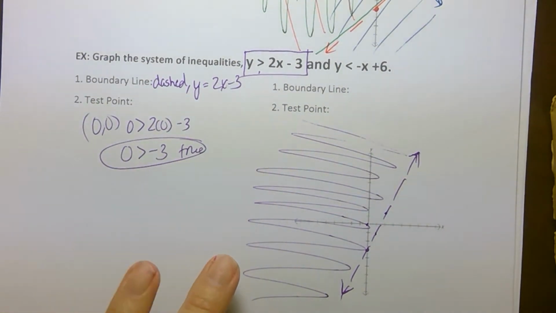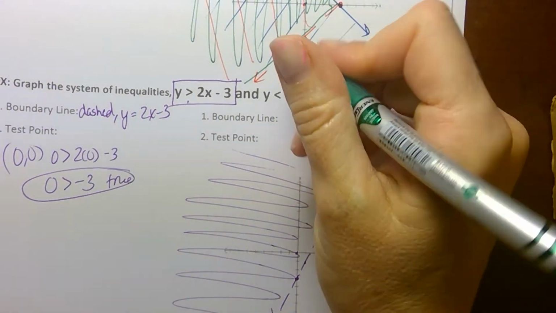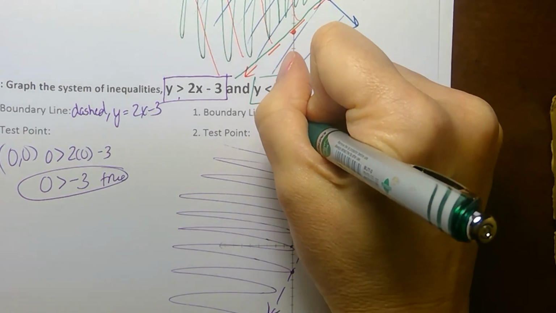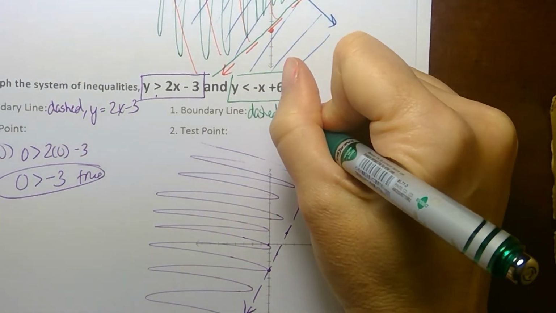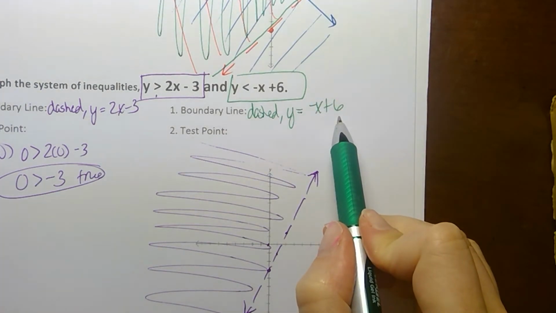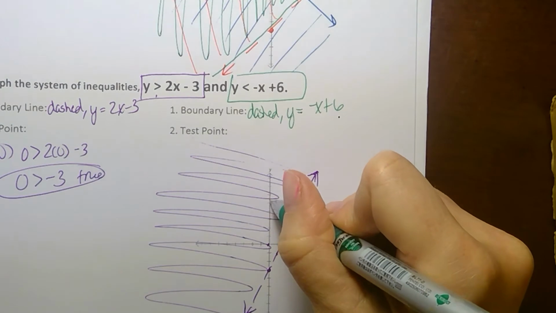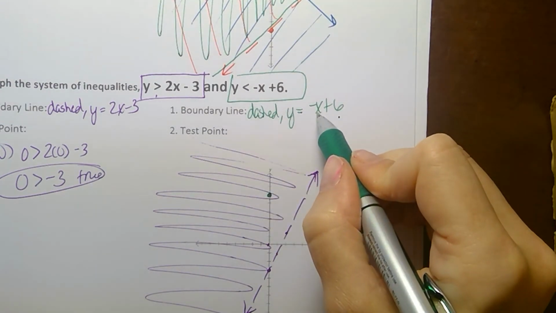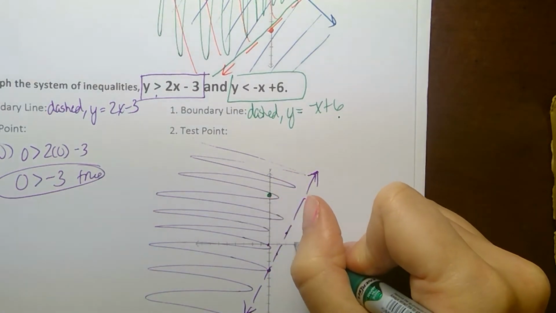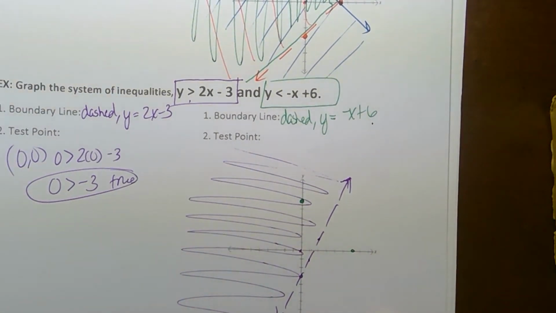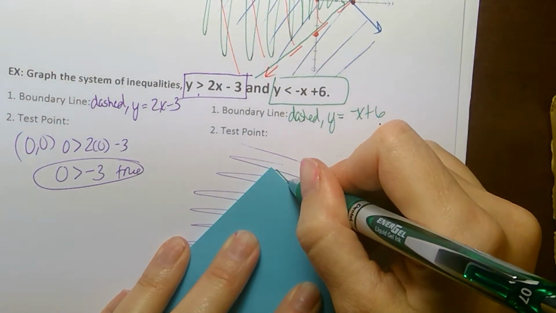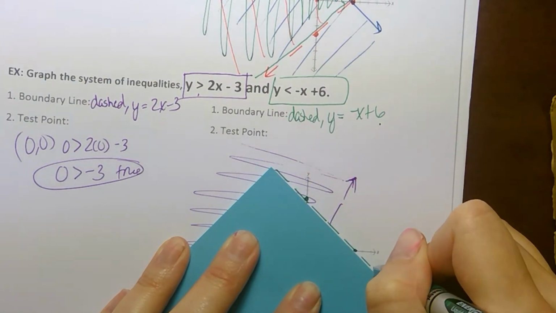Let's go back and do the other boundary line and test a point for it. This time, again, I have a dashed line because it's not "or equal to," at y equals negative x plus 6. My y-intercept is 6. And I'm going down 1, so slope of negative 1, down 1 over 1. That means I go down 6 over 6. 1, 2, 3, 4, 5, 6. And I need another dashed or dotted line connecting those points.